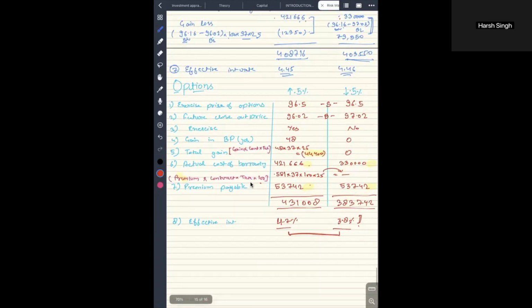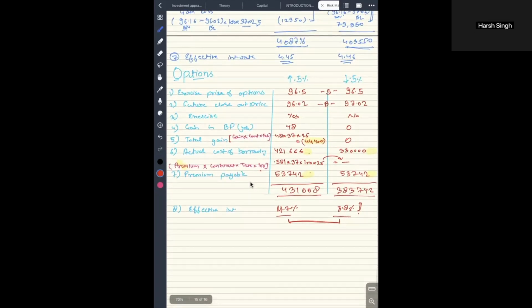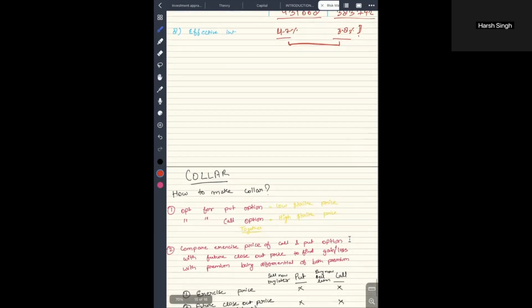Okay, I'll directly take this one. Is the screen visible to all of you? Now over here, what will happen? If you remember, put is of low strike price, call is of high strike price. Correct? That is the concept that is there.